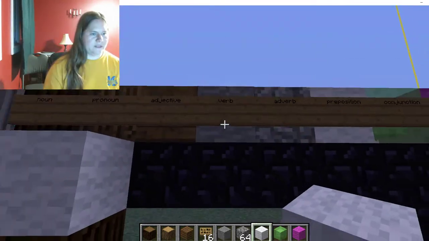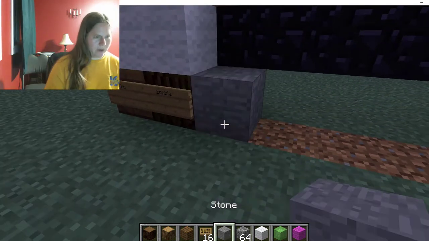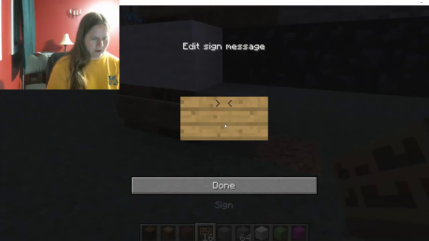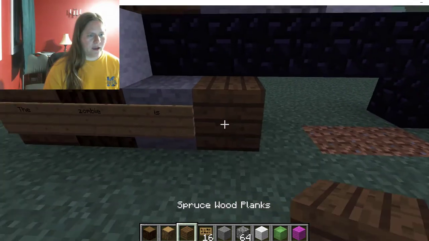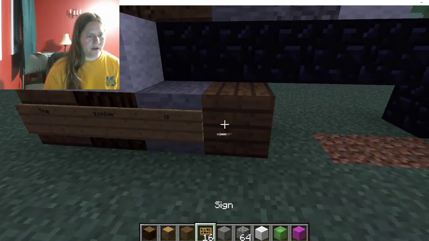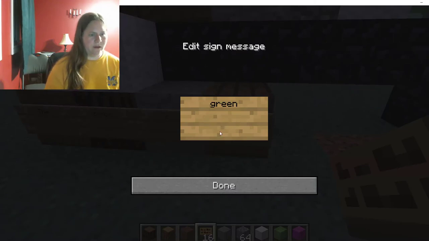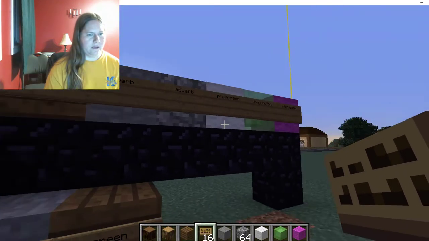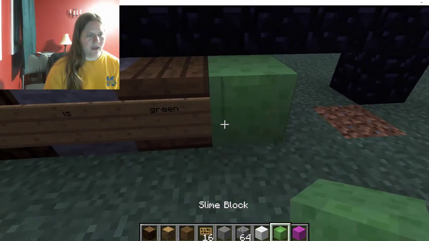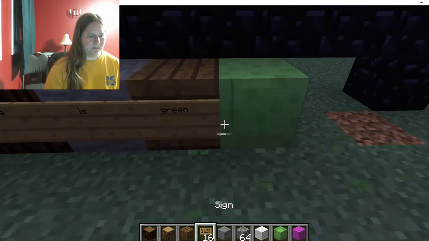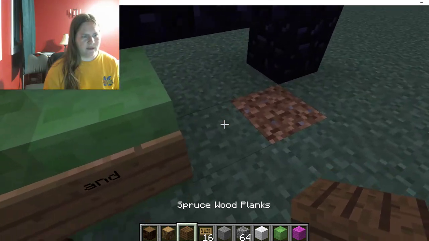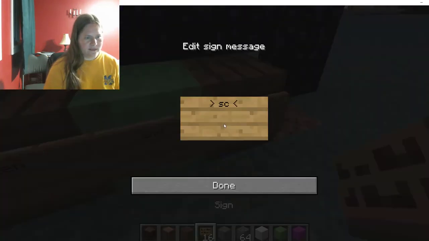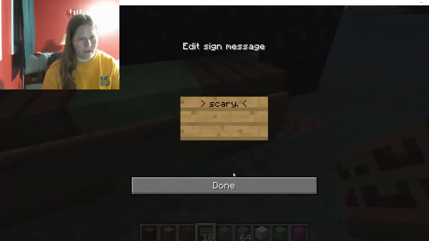Okay, we will leave the zombie there. We will put a linking verb here. The zombie is, and now we're going to put green and scary. Okay.